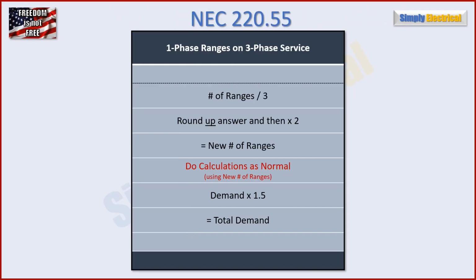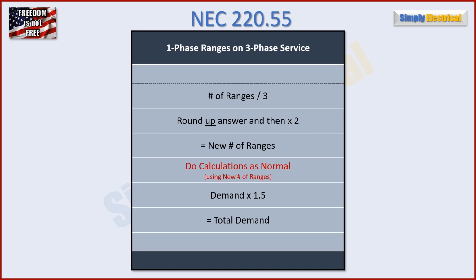Okay, so that does it for single phase ranges on a single phase service. Now, if you have single phase ranges on a 3-phase service, there's something special you've got to do. And this is very important because most of the larger multifamily dwelling buildings out there are going to be 3-phase. They're going to be 120, 208 3-phase most likely. And so you are going to be dealing with this in real life and on tests. So this is something you really need to know.